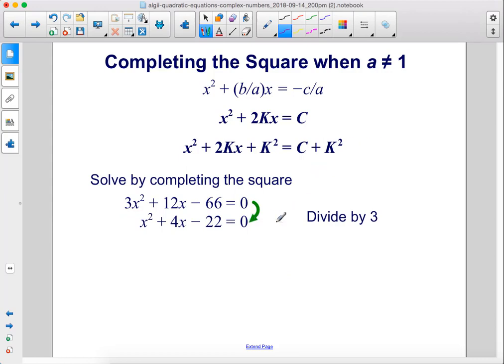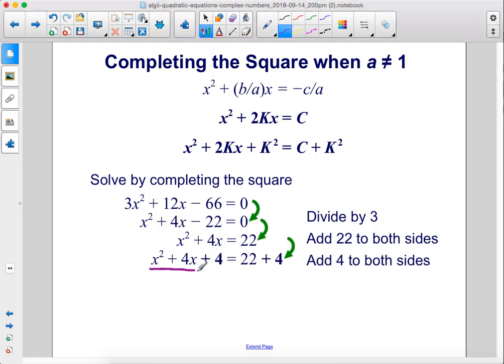Let's also go through it step by step. The first step was to divide each term by 3. The second step was to add 22 to both sides so that we're left with just x squared plus 4x on the left. We complete the square on the left side and then immediately add 4 to the other side as well to keep both sides equal. Then we turn this into our square and solve as usual.